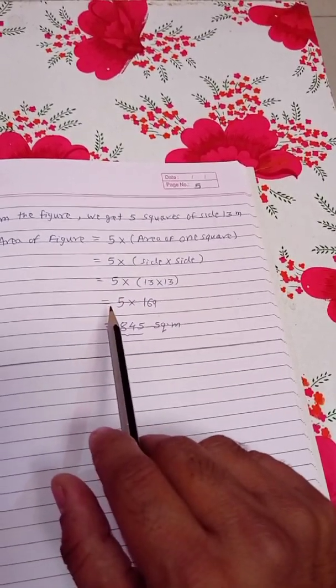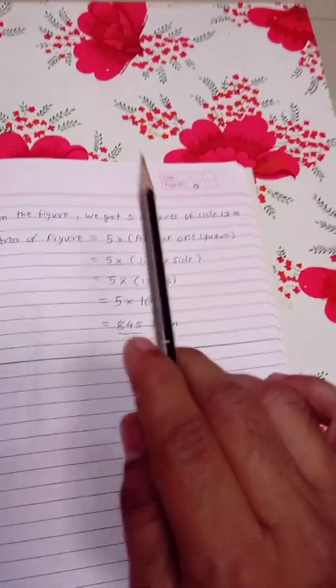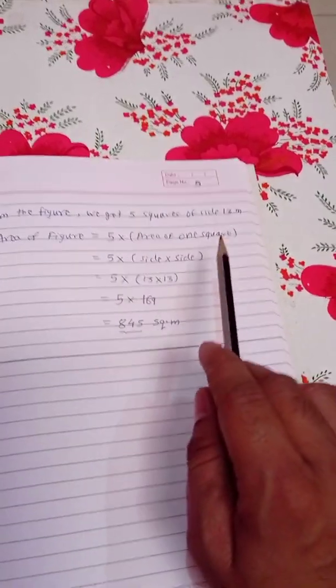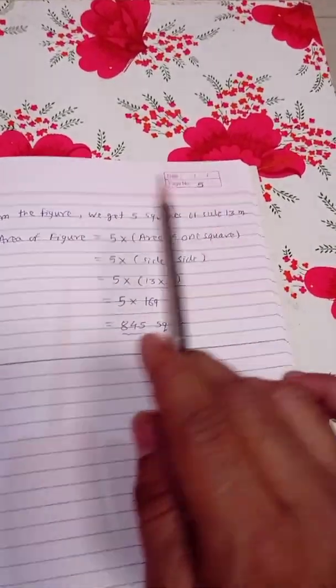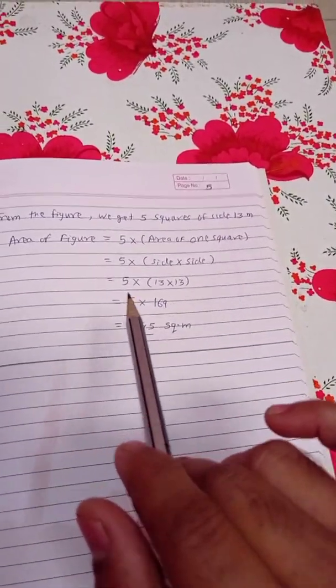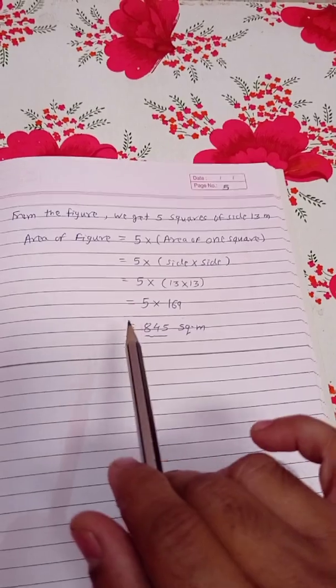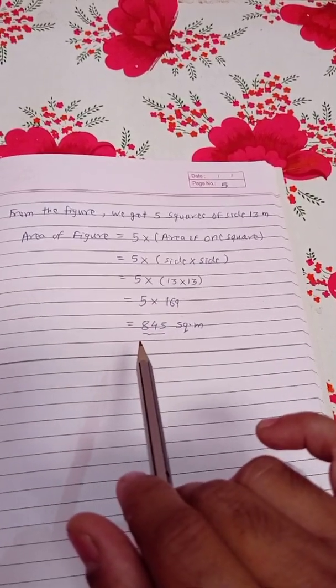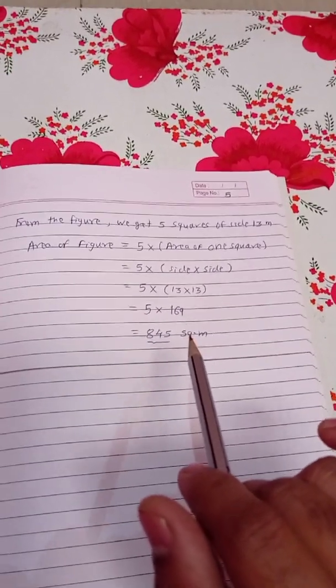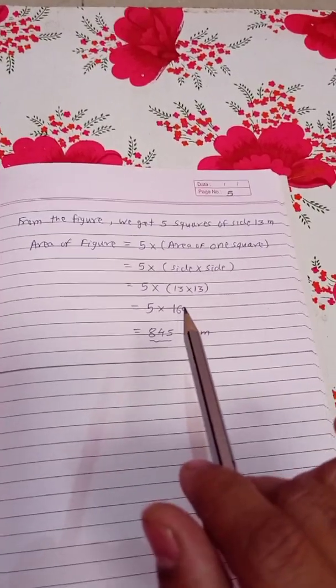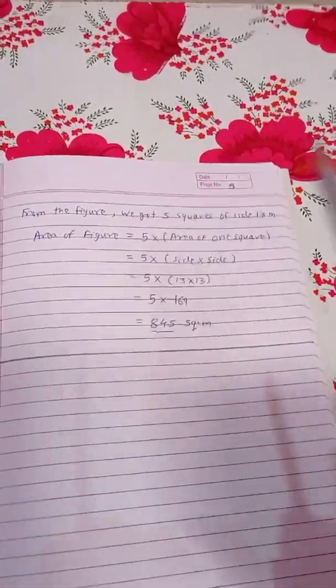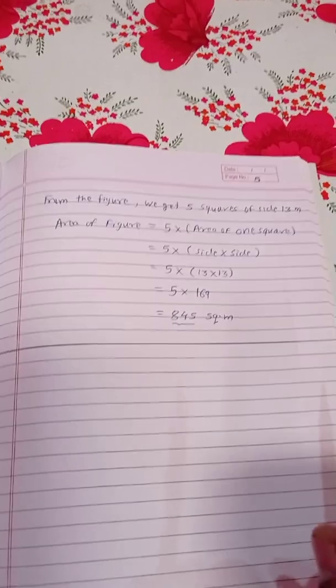Why am I multiplying by 5? Because a total of 5 squares are there. First you find the area of 1 square, and this you multiply by 5 to get the total area of the figure. 5 multiplied by 169 gives 845 square meter. Then this is about the fifth question, and this is the complete practice set number 46.